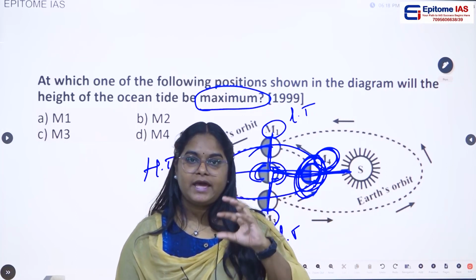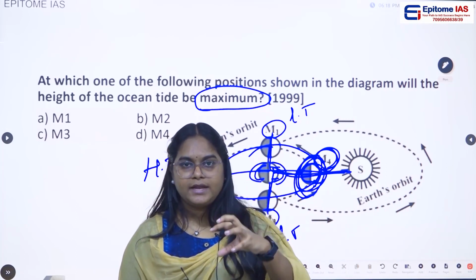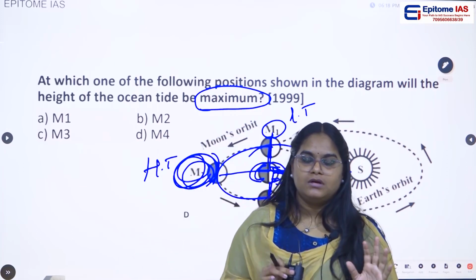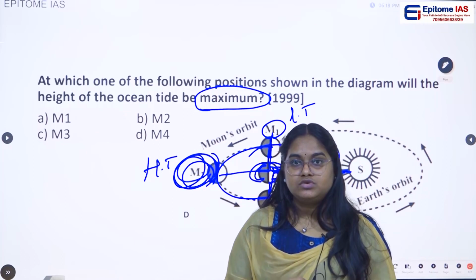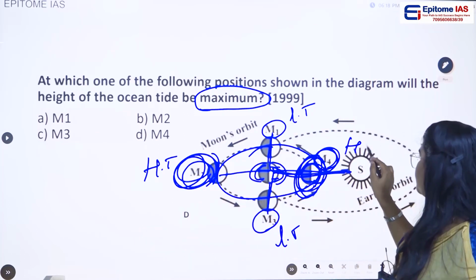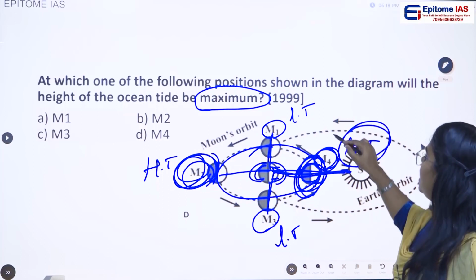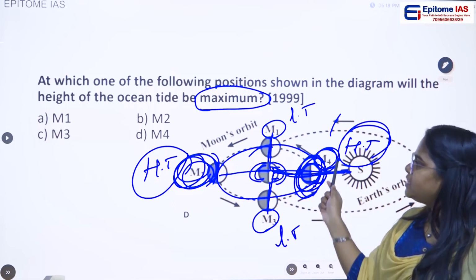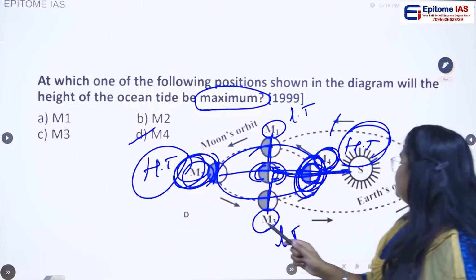When there is a pull of the sun and the moon together, they are in the same direction and they are pulling the earth by their gravitation. So this time it is going to be a high tide, but this high tide is going to be the highest compared to this high tide. Okay, so what would be the correct answer? The correct answer is D.